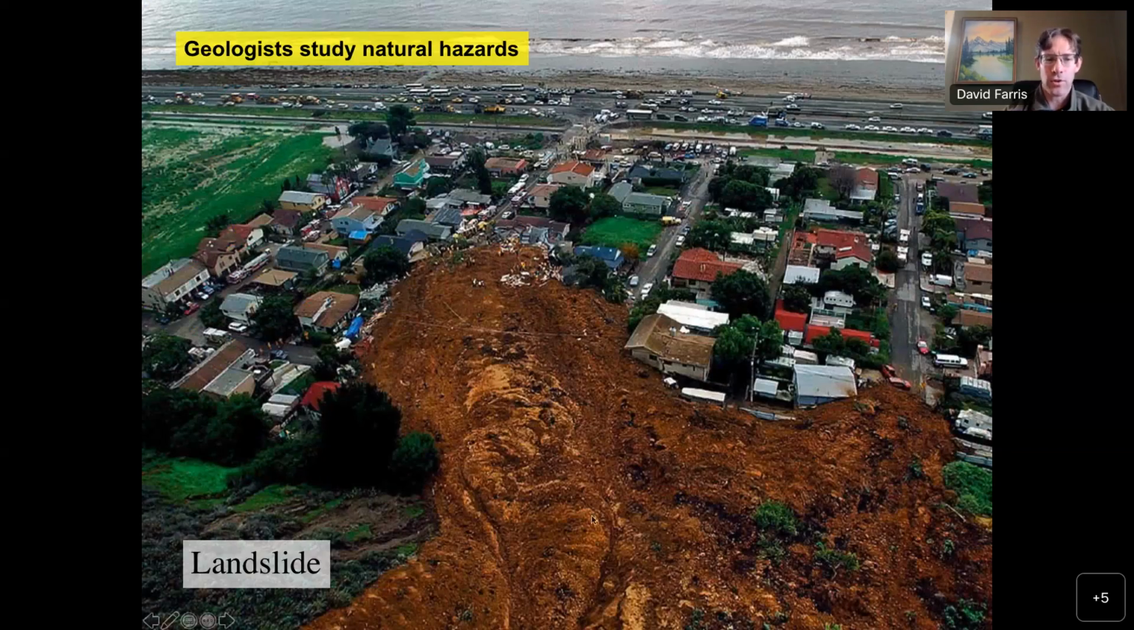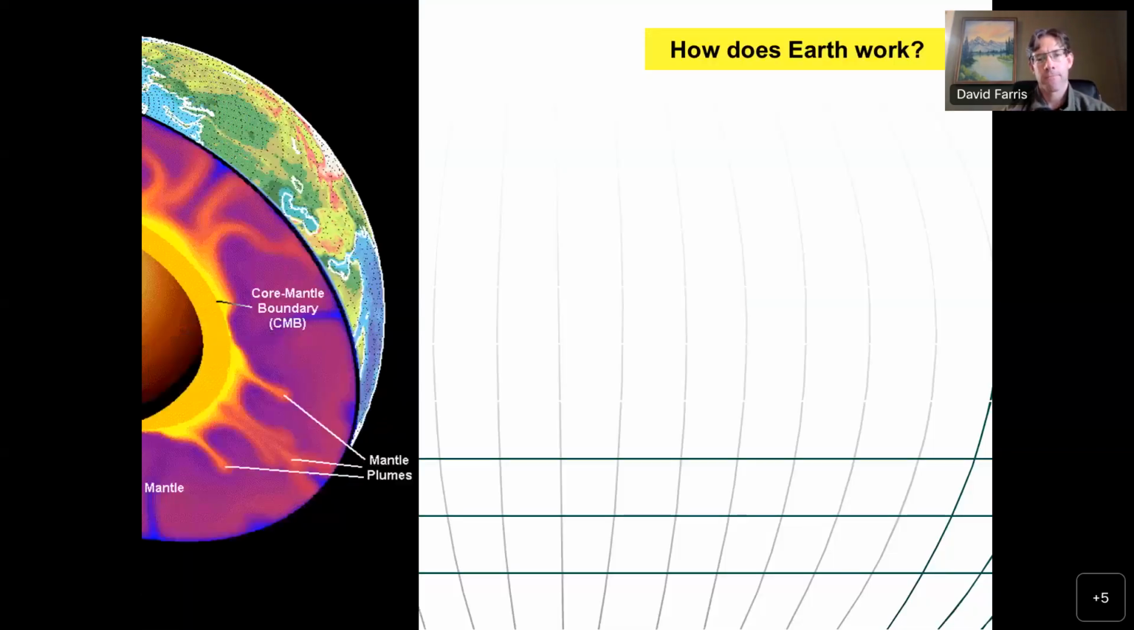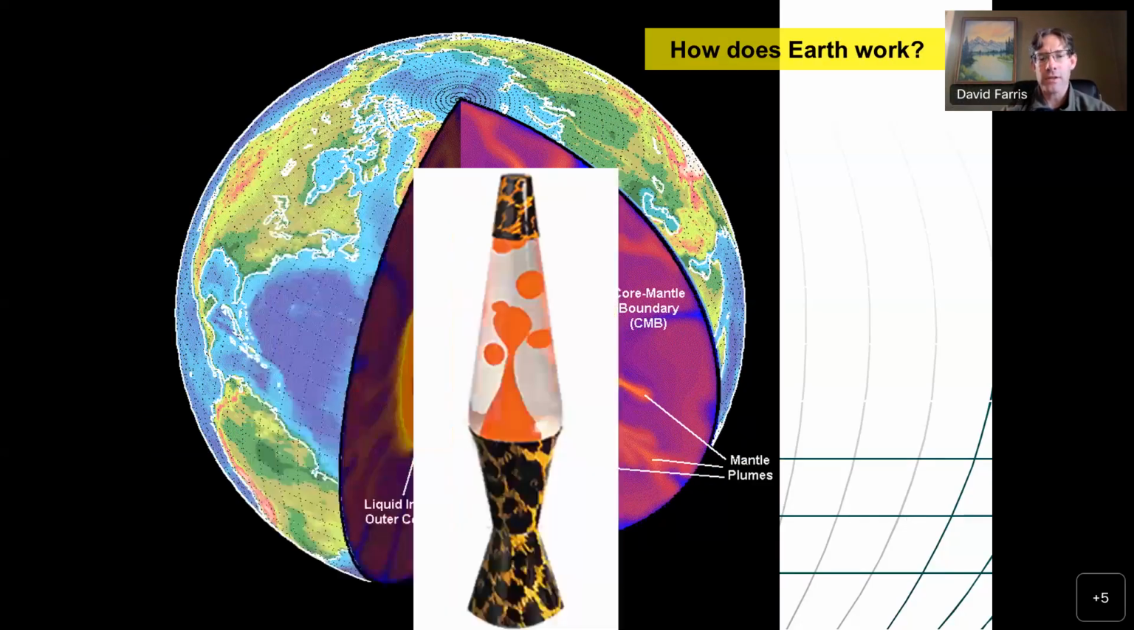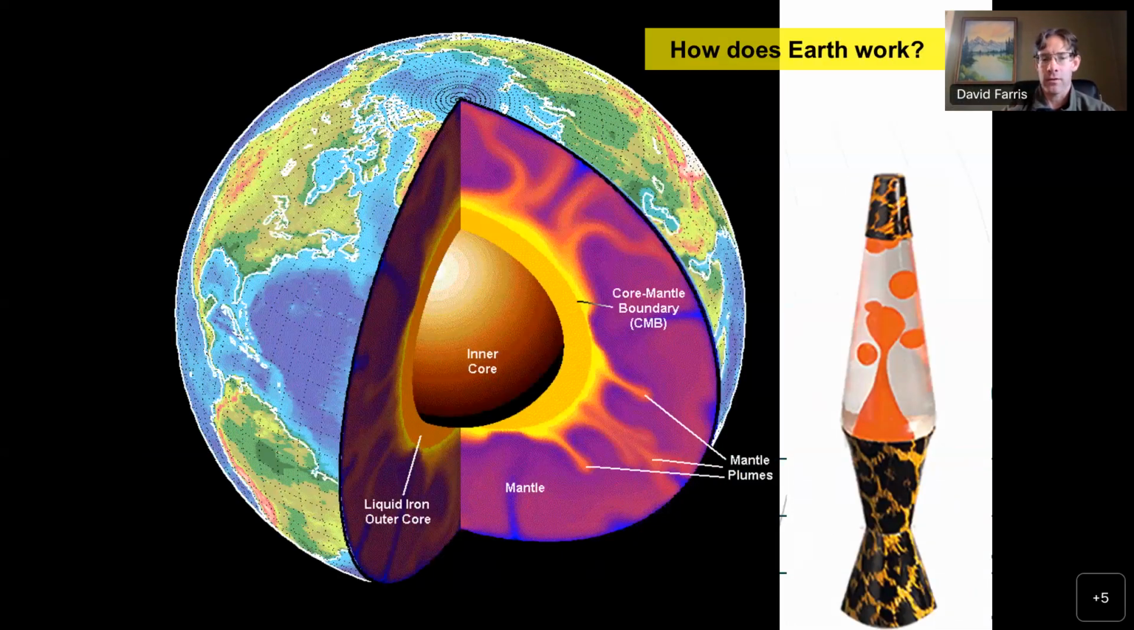Geoscientists study natural hazards. There's a landslide here. They can understand how the Earth works. We've got a cross-section through our planet with our inner core, outer core, and the mantle. Our planet is dynamic, it's alive. And understanding how it works allows us to better live on our planet.